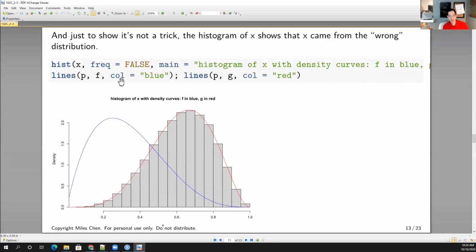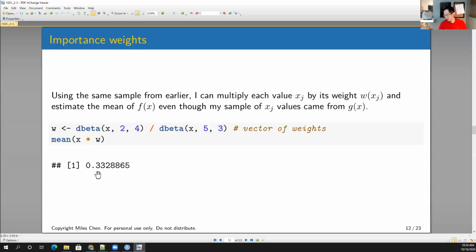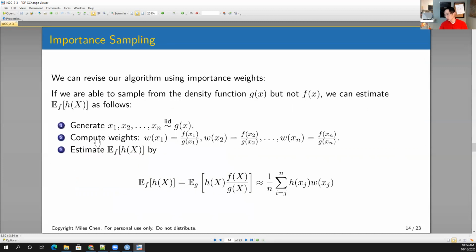Is that all right? Any questions on this? Does this feel all right? I think it's neat that I'm able to get this value even though my sample came from the wrong distribution, okay? And it's all controlled by this W, this weight, okay? And so the algorithm I had written earlier can just be written this way: we generate the X values from G, then we calculate the weights for everything, and then we estimate this by multiplying H times the weights.